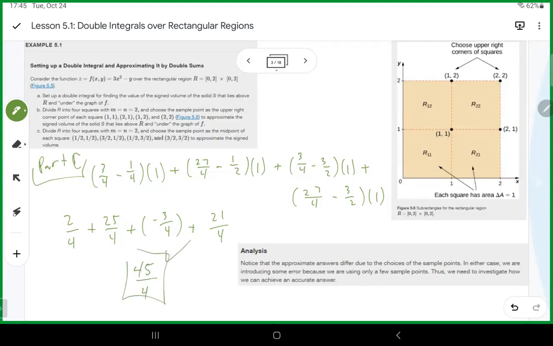And then what we want to take away from that is that it says, notice that the approximate answers differ due to the choices of the sample points. In either case, we are introducing some error because we are only using a few sample points. Thus, we need to investigate how we can achieve an accurate answer. Okay. So that is why, even though B and C sound like they should be the same, they are not.